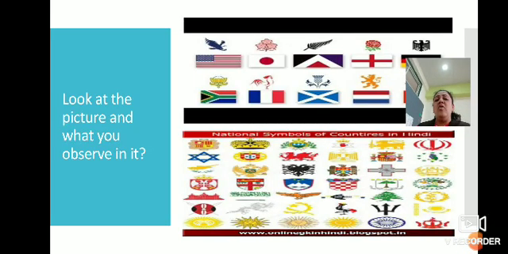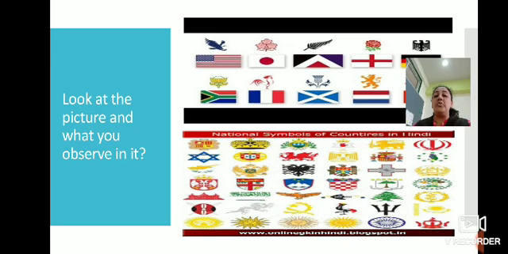Now children, look at the picture and what do you observe in it? What do you see in that picture? Can you see the different national symbols of the countries? Can you observe? Oh yes, by looking at these flags or these symbols, we can say that these are the national symbols of the different countries, isn't it?